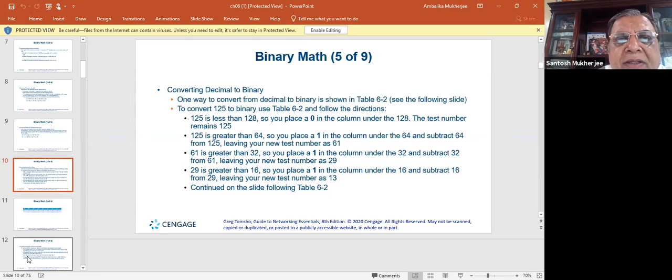The test number remains 125. 125 is greater than 64, so you place 1 in the column under 64 and subtract 64 from 125, leaving your next number as 61. 61 is greater than 32, so place 1 in the column under the 32 and subtract 32 from 61, leaving 29.